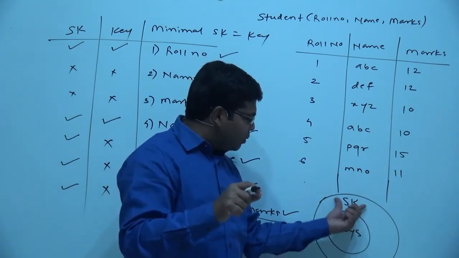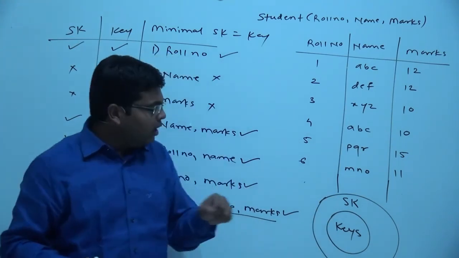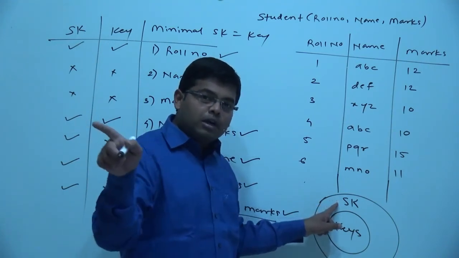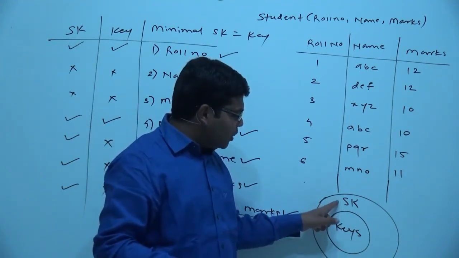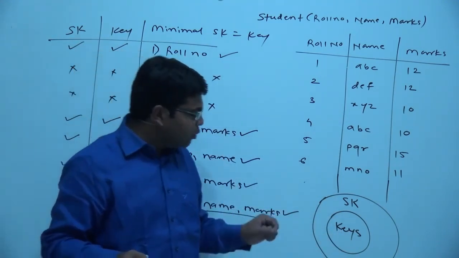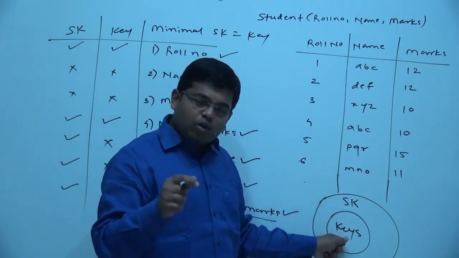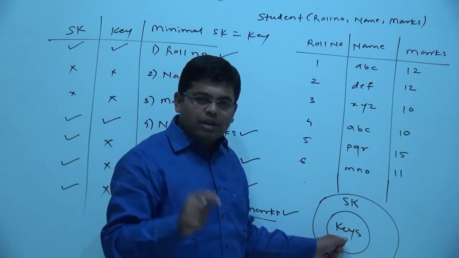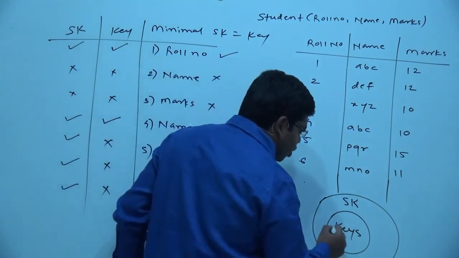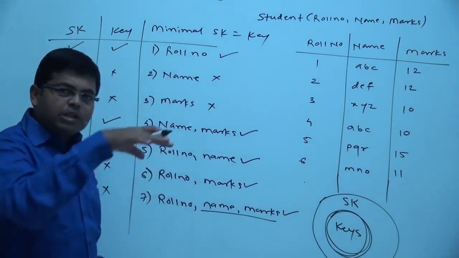Now when I say a super key may be or may not be a key, you must be able to identify in what case a super key will be equal to key and in what case super key will not be a key. So a super key will be a key if and only if it does not contain any redundant attribute, and a super key will not be a key if and only if it contains at least one redundant attribute. Or what we can say, that a combination of attributes can be called as a key if its proper subset is not a key.